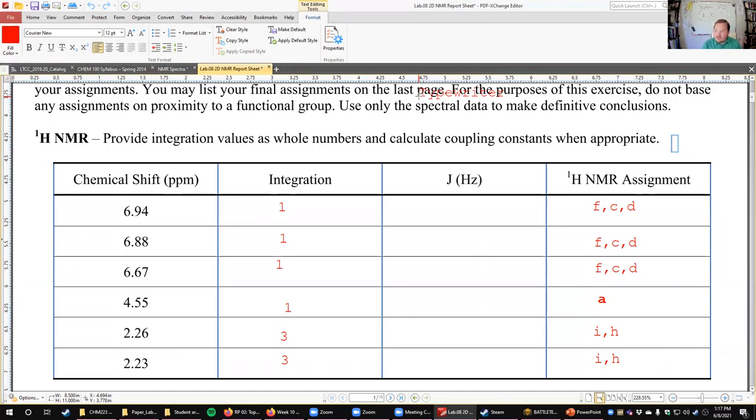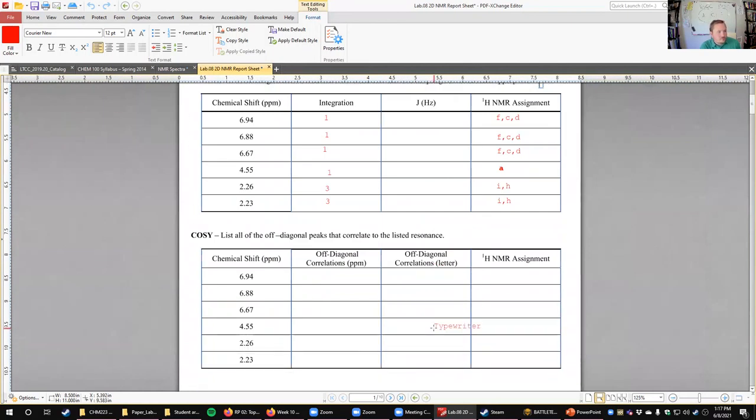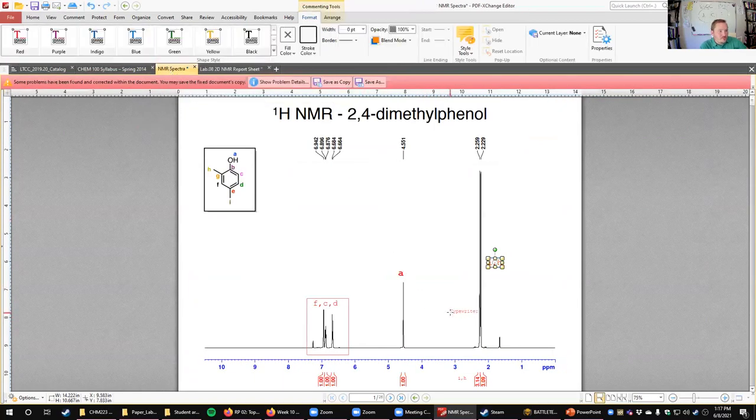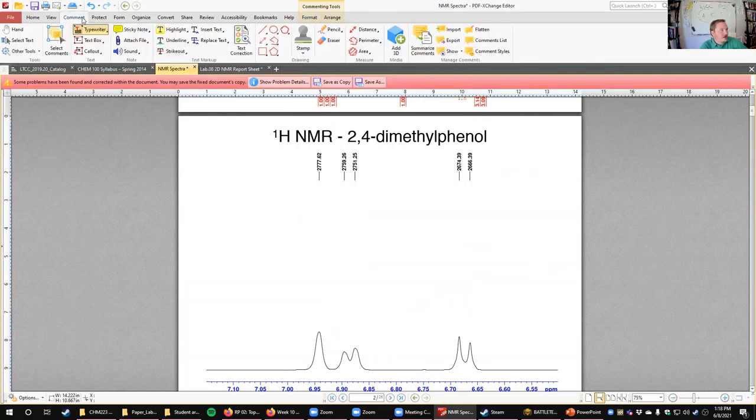So don't try to do too much with any one of these. This is fine for the proton NMR. At the very least, we know that F, C, and D are grouped together. They are aromatics. We know that peak A is our phenol. And we know that I and H down at 2.26 and 2.23, those are the methyl hydrogens. So now that gives us something to work with when we start looking at the COSY spectra.